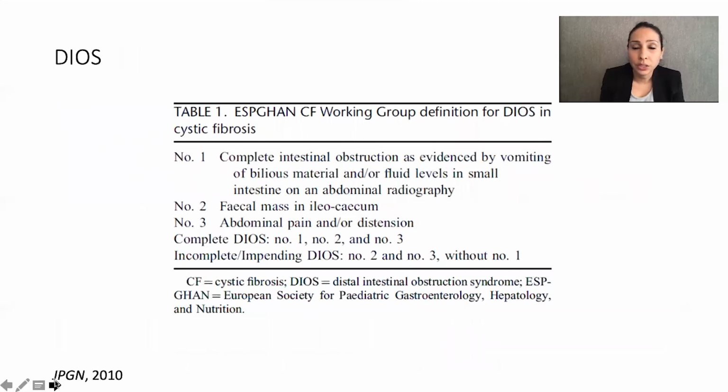Shifting gears to distal intestinal obstruction syndrome, which is really considered a meconium ileus equivalent later in life, the ESPGHAN working group had defined in 2010 complete versus incomplete DIOS. One being complete intestinal obstruction, evidenced by vomiting of bilious material and or air fluid levels in the small intestine on an abdominal radiograph, two a fecal mass in the ileocecum, and three abdominal pain and or distension. Complete DIOS is defined as 1, 2, and 3, and incomplete or impending DIOS is defined as 2 and 3 without 1.